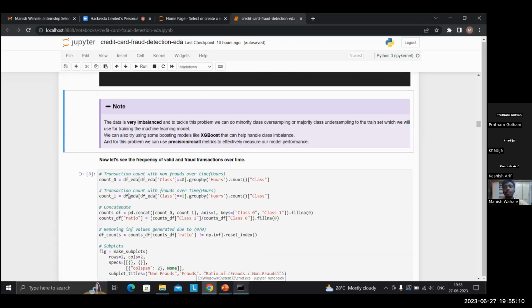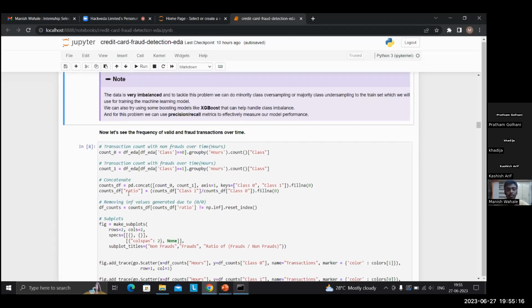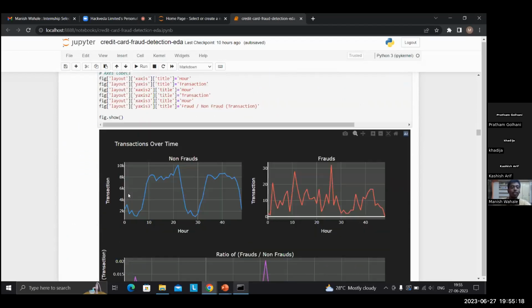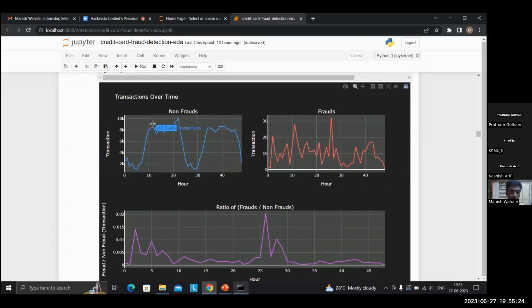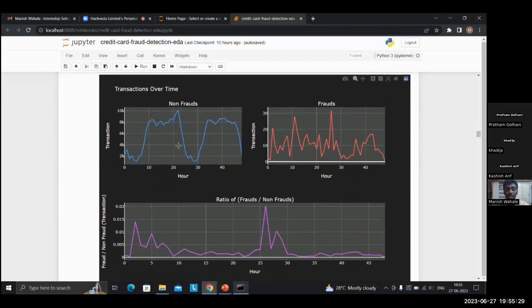Now let's see the frequency of the valid and fraudulent transactions over time. What kind of features affect this through time? So these are the graphs. This graph is for the non-fraud and these are for the fraudulent transactions. Here we can clearly see that for non-fraudulent transactions there is some sort of seasonality. There are some ups and downs, but the fraudulent transactions are basically uniformly irregular curves. So we cannot tell that there is some sort of seasonality in them.